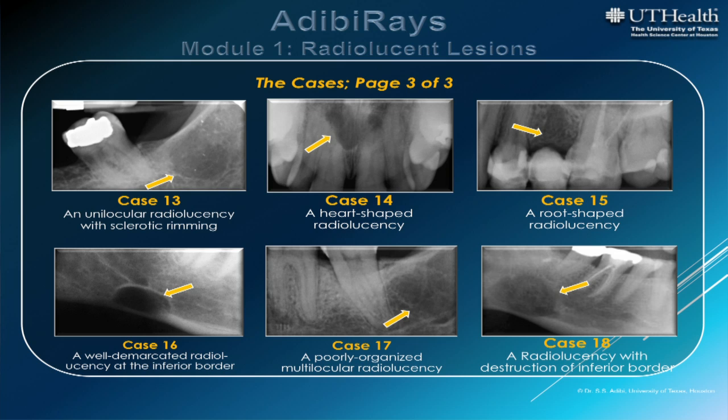Selected cases 13 through 18 consist of a unilocular radiolucency with sclerotic rimming, a heart-shaped radiolucency, a root-shaped radiolucency, a well-demarcated radiolucency at the inferior border, a poorly organized multilocular radiolucency, and a radiolucency with destruction of the inferior border of the mandible.